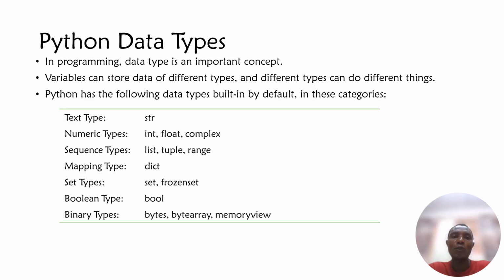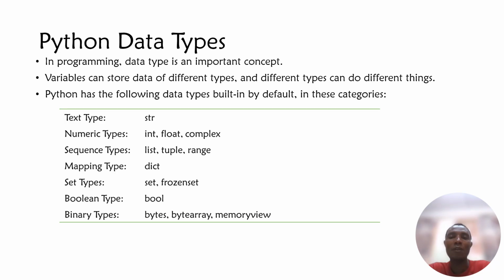Python data types. So in programming, data type is an important concept. It's there to enable you to write an application, to write a program that will be able to get input and give you the desired output. So it's a very important concept. Variables can store data of different types, and different types can do different things.